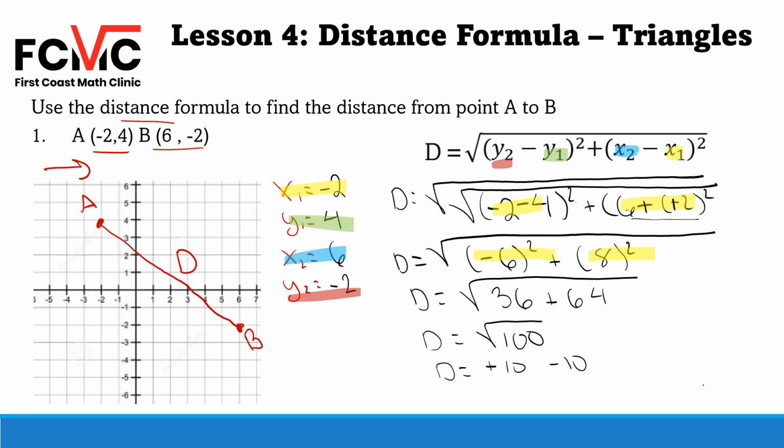We know that from our lesson 2, we're going to get 2 answers, a positive and a negative, when we take the square root. But we're looking for a distance. Since we're looking for a distance, a physical measure, we're going to discard that negative answer and just keep the positive answer. So our answer is going to be +10.